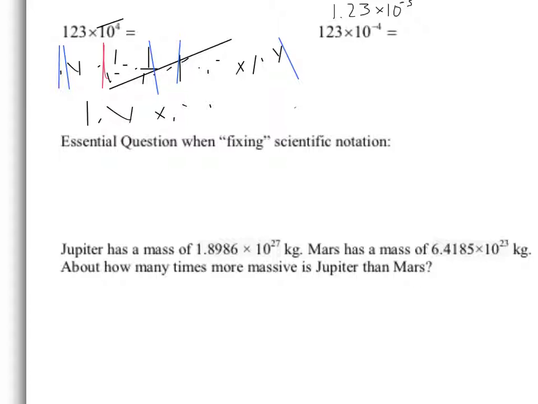All right, one more. Now I have 123 times 10 to the negative 4. Where do I need to move the decimal?